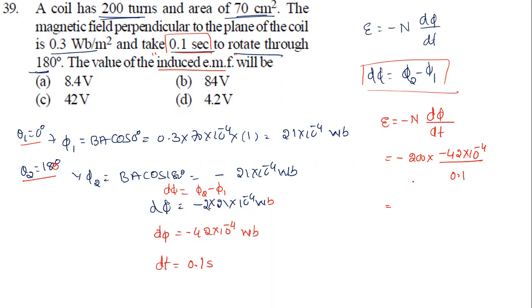Negative becomes positive. So it will be 8400 into 10 power minus 4. In the denominator, 0.1 is 10 power minus 1. It will become 8.4, because this cancels with 10 power minus 3, so minus 3 means the point shifts by three places. It will become 8.4 volts. So that's option A. Option A is the right answer for this question. So the induced EMF will be 8.4 volt.